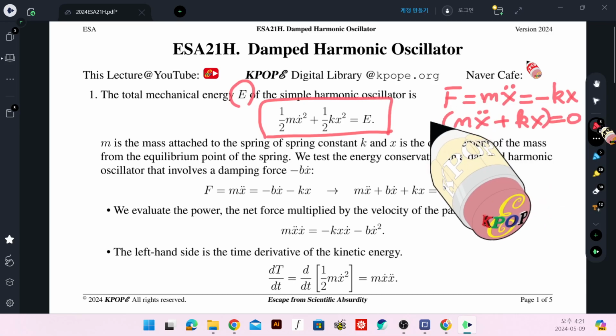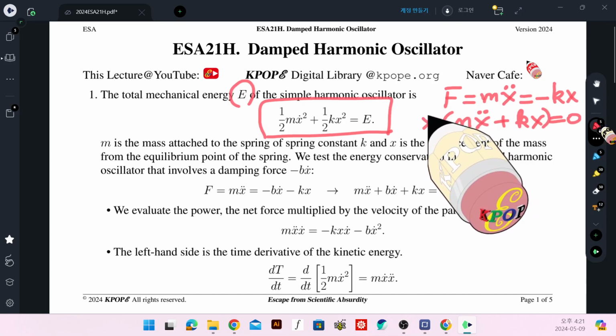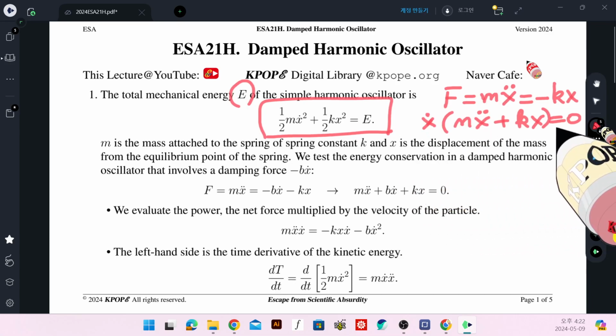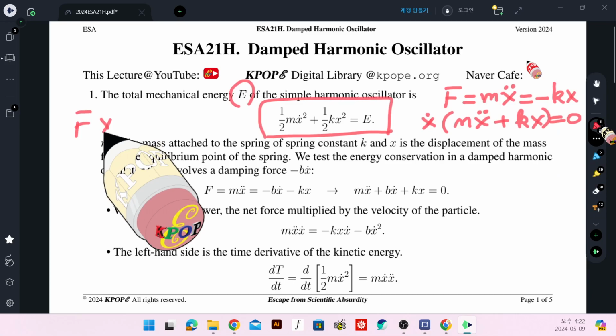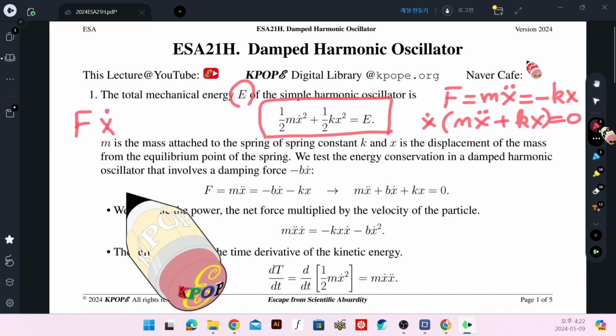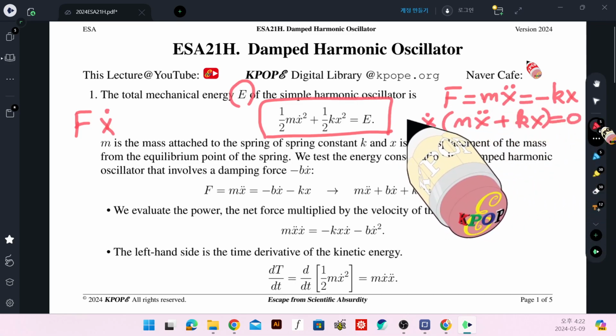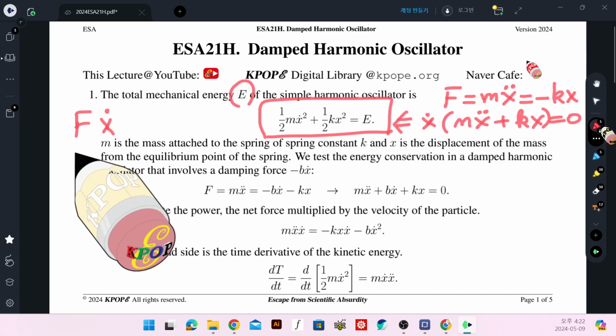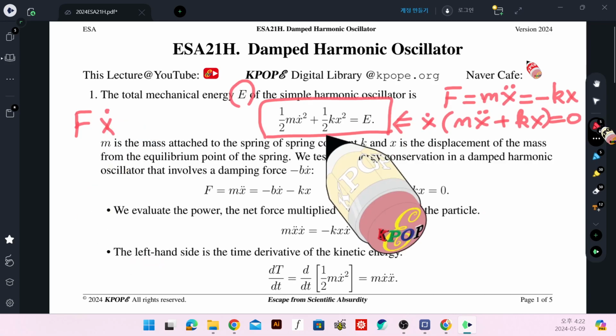After multiplying this equation by the velocity, we can compute the power supplied to the system. So F times velocity, that is power. And we find that this is nothing but the time derivative of this conservation relation.